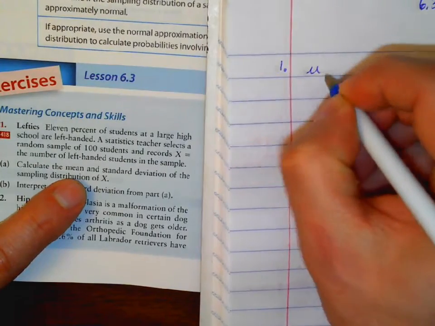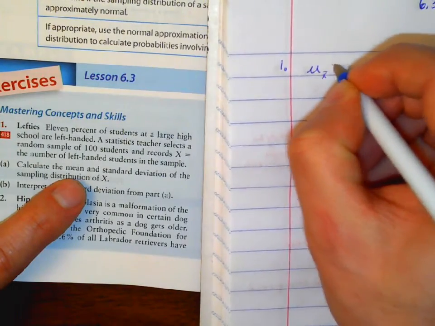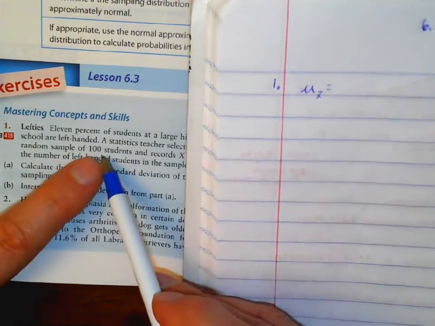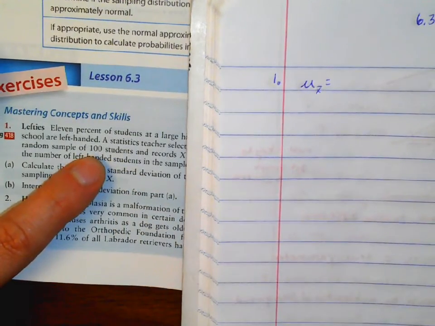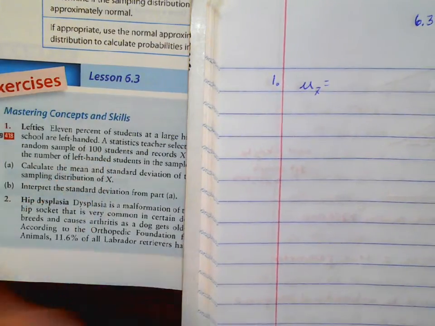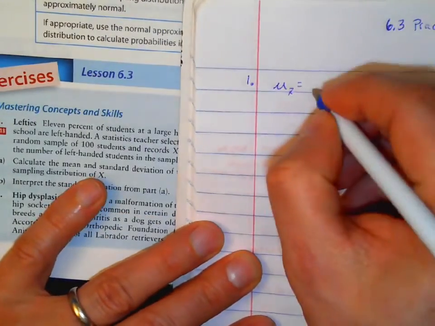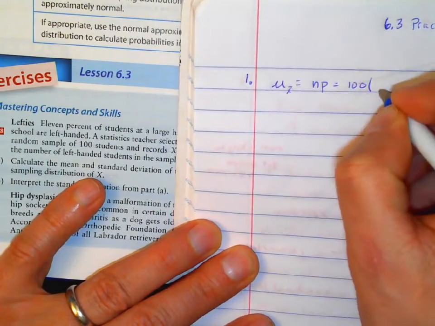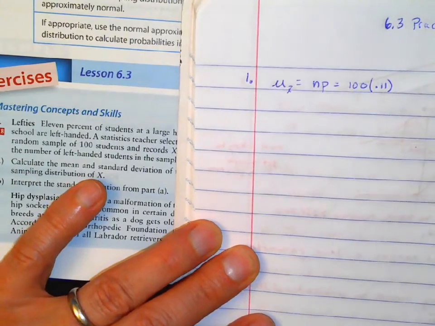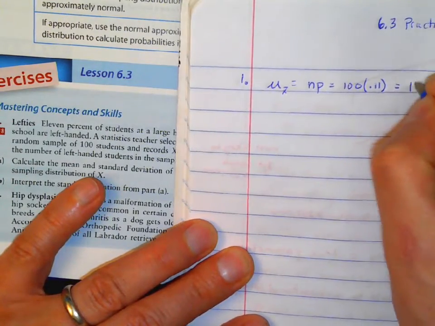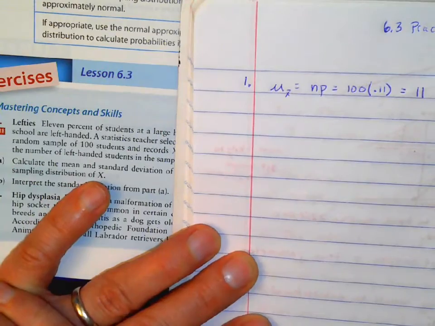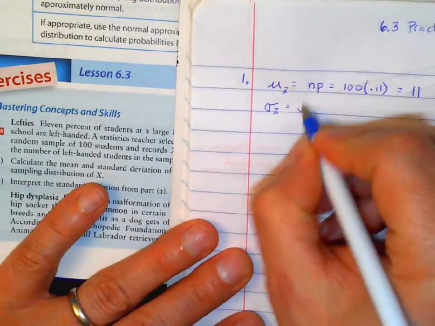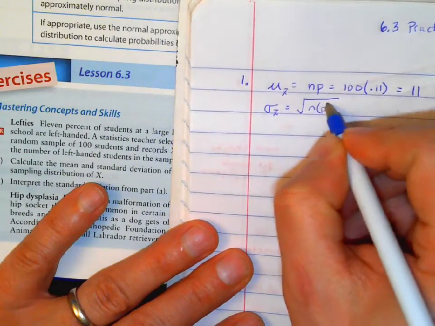So the mean of my sampling distribution, right? If I take 100 students and another 100 students and another 100 students, and find the number every time, I would expect to have n times p, which would be those 100 students, and it says 11% are left-handed. So I would expect 11 students to be left-handed. Standard deviation of my sampling distribution, square root of n times p times 1 minus p.